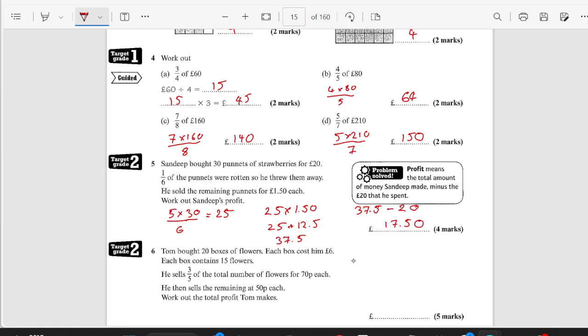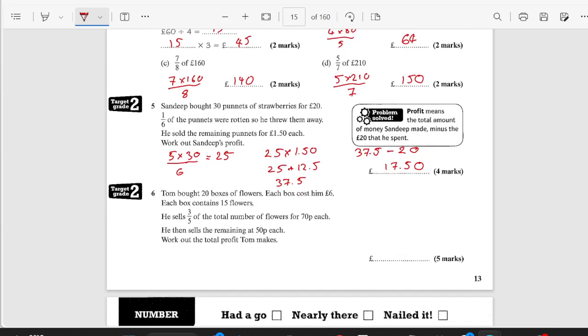And for question 6, Tom bought 20 boxes of flowers. Each box cost him £6. Each box contains 15 flowers. He sells 3/5 of the total number of flowers for 70 pence each. He sells the remaining at 50 pence each. Work out the total profit that Tom makes.